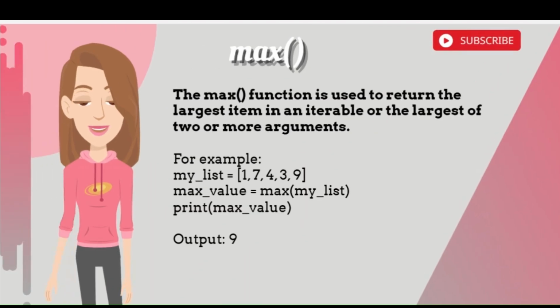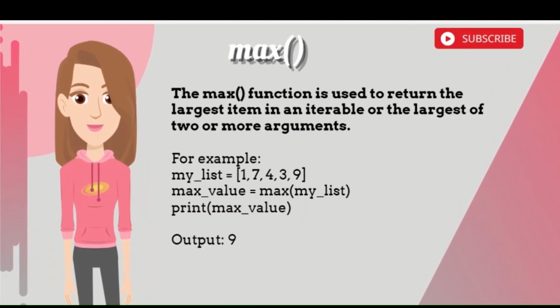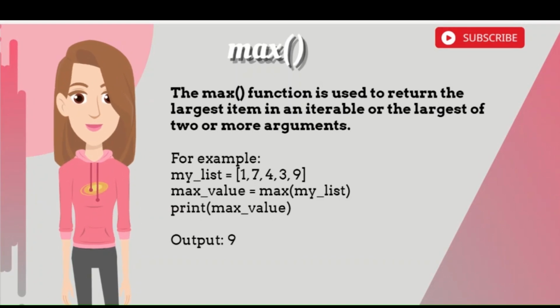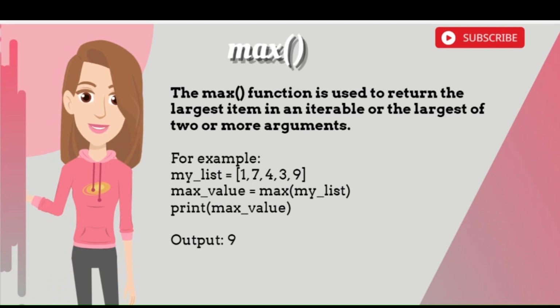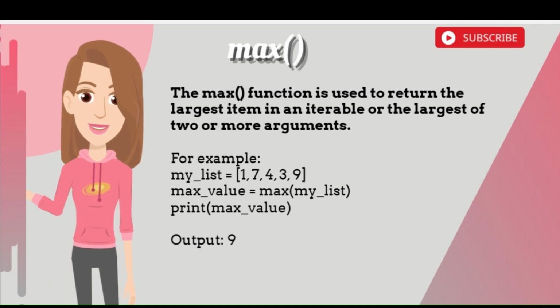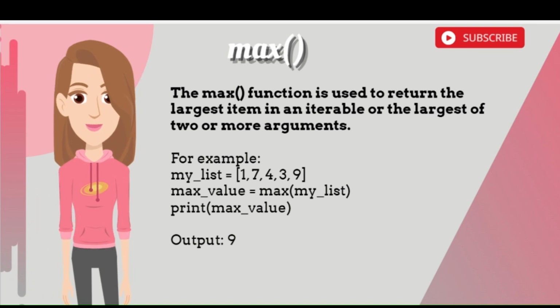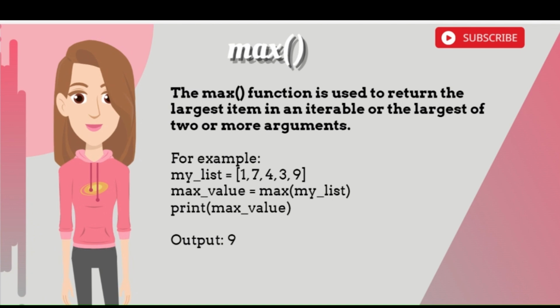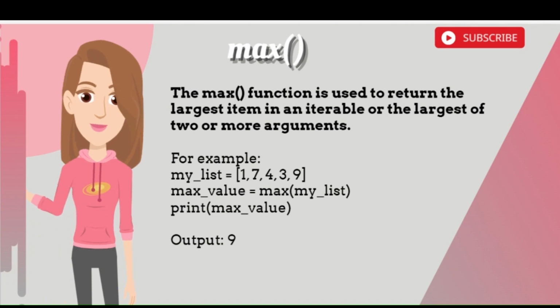Max. The max function is used to return the largest item in an iterable or the largest of two or more arguments. For example, my_list = [1, 7, 4, 3, 9]. max_value = max(my_list). Print max_value. Output: 9.